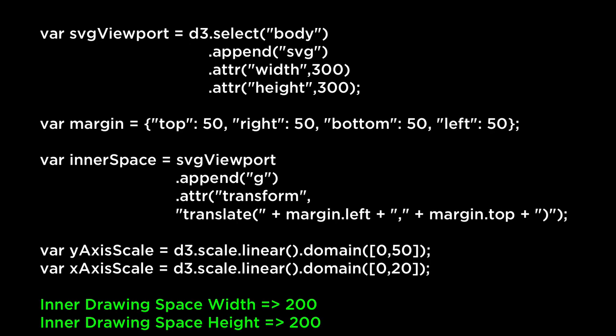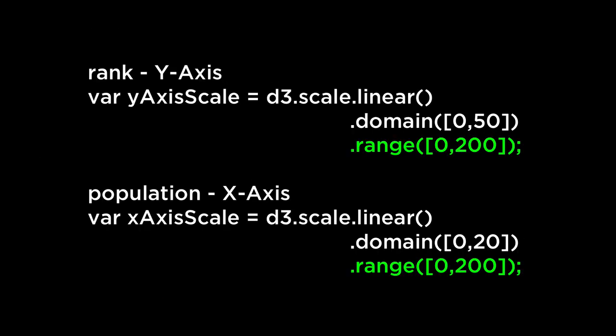The inner drawing space height is 300 units. Minus the top margin, which is 50 units, minus the bottom margin, which is 50 units. So the inner drawing space height is 200 units. So the range of the y-axis scale should be 0 to 200. Knowing what the range should be, let's redefine the x-axis scale and y-axis scale. Now we have the full scaling function necessary for the data visualization.